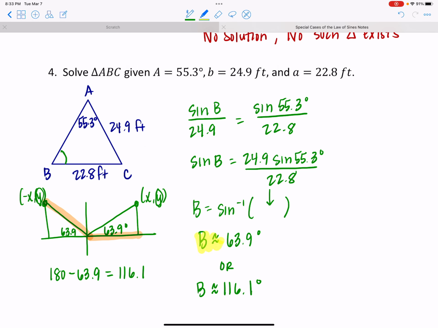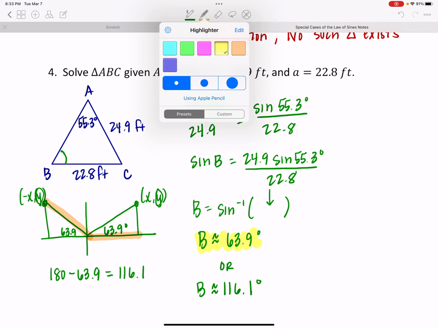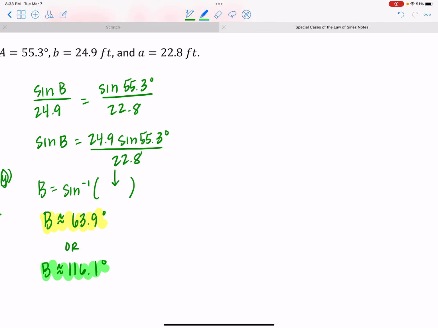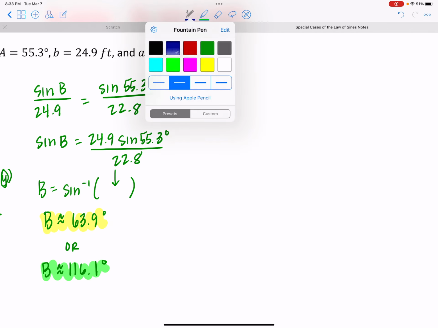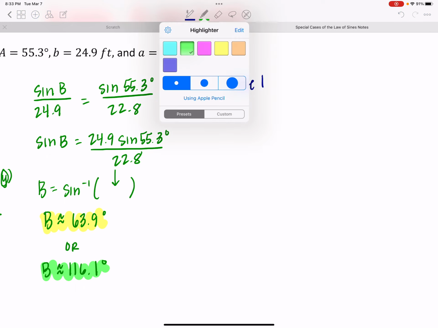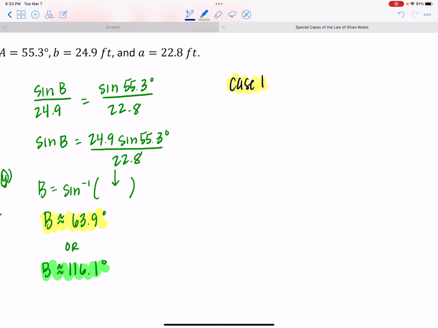So I'm going to call this case 1, and I'm going to call this case 2, and so I have to solve for both options. So let's do it. Alright, so case 1, corresponding with b equal to 63.9, the acute version. So if b is 63.9, then c is the easy part now, right?